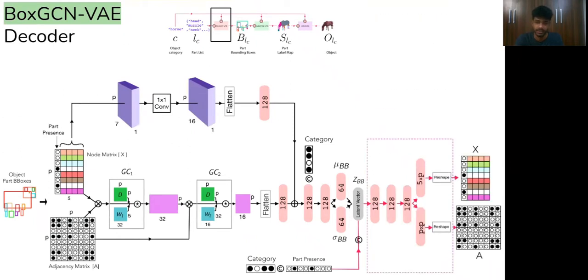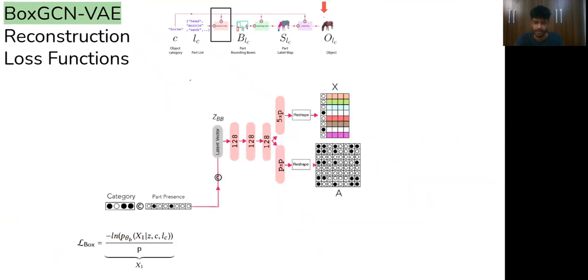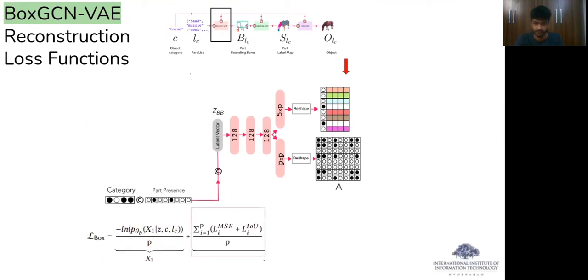The decoder stage of the VAE transforms the latent representation into components of the object's part bounding box graph, that is, the node matrix X and the adjacency matrix A. The reconstruction loss consists of three terms. In the first term, a binary cross entropy term penalizes part presence predictions which disagree with the ground truth counterparts.